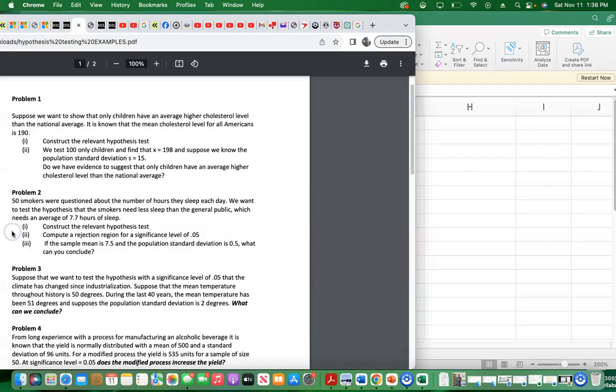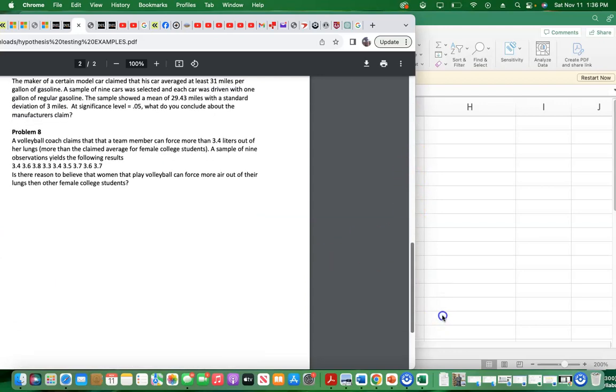Welcome again to the second part of hypothesis testing. In the first lecture, we tried to construct the relevant hypothesis test. We didn't work on problem 1 and 2 because those two questions are for your homework assignment, but we did problem 3 through problem 8.